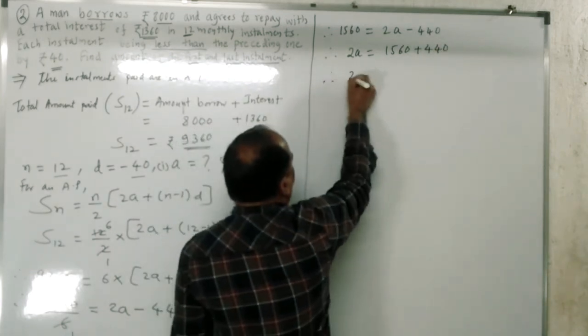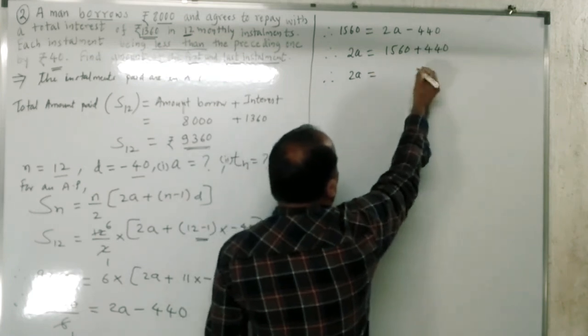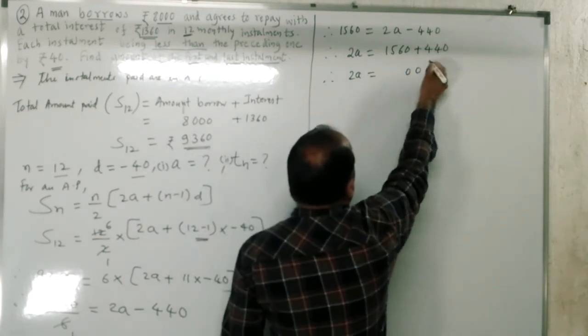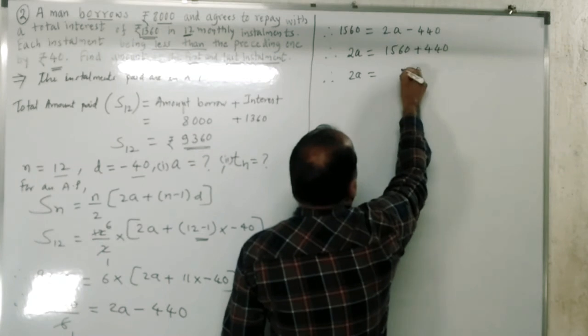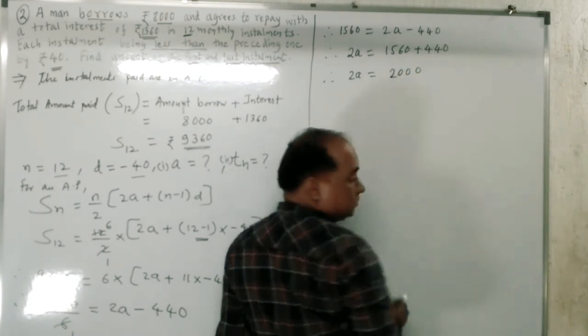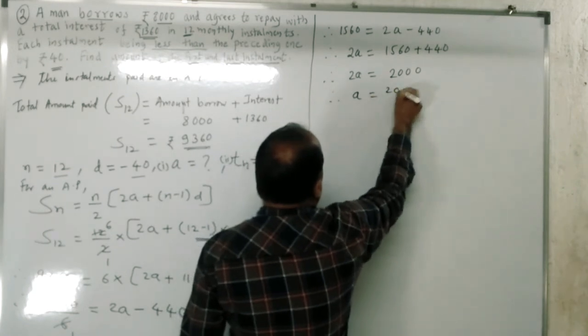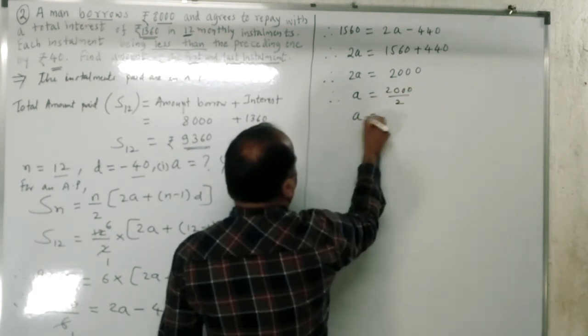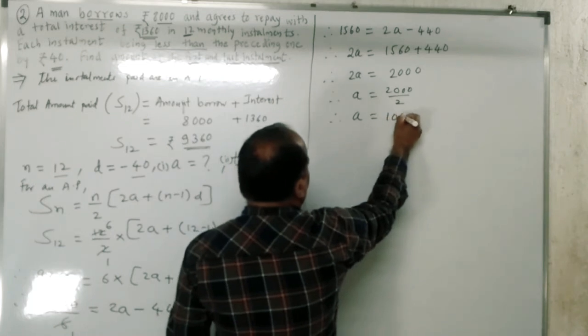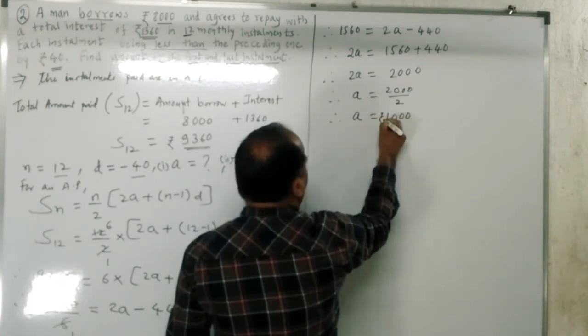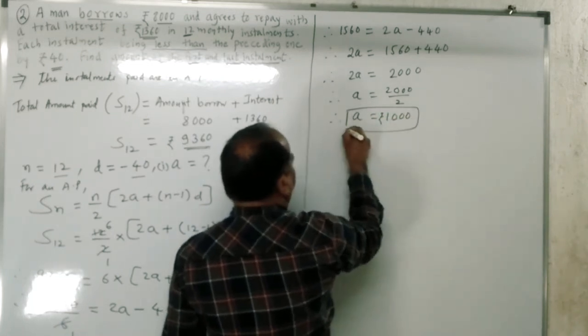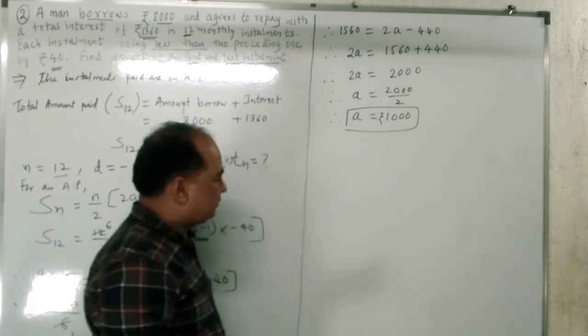So 2a is equal to, after adding this, you get 2000. 2a is equal to 2000. So a is equal to 2000 upon 2. Therefore a is equal to 1000. So the first installment is 1000 rupees. A is equal to 1000.